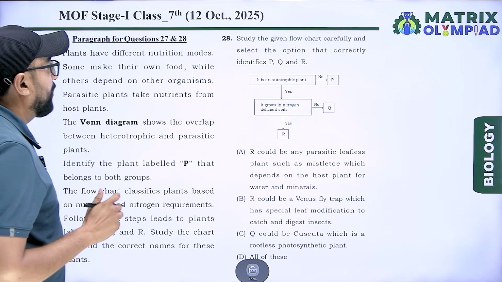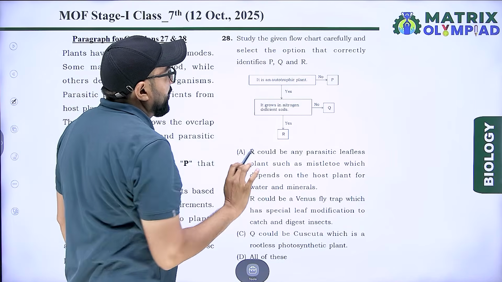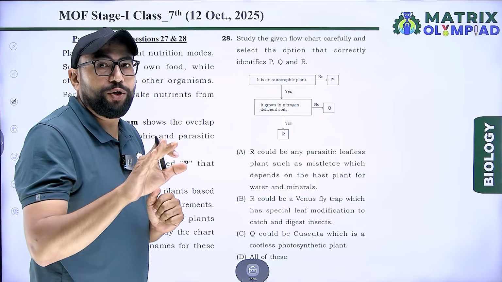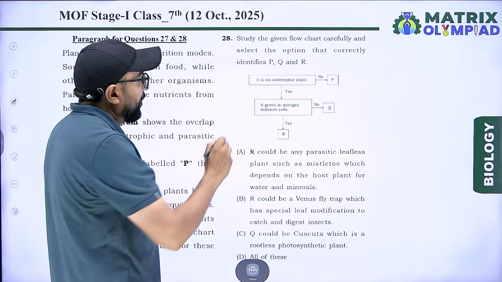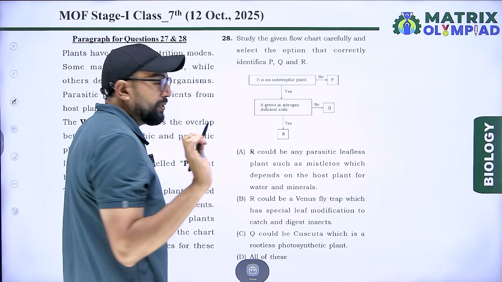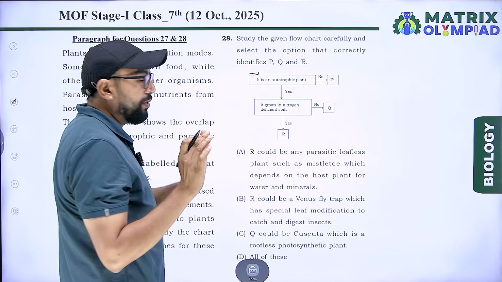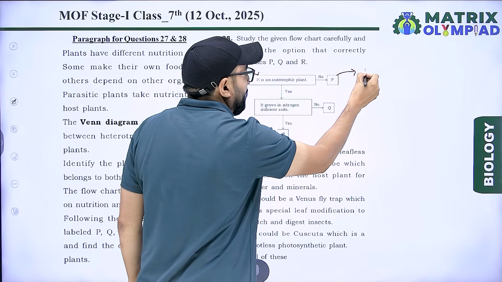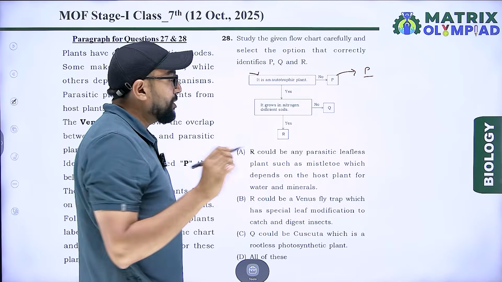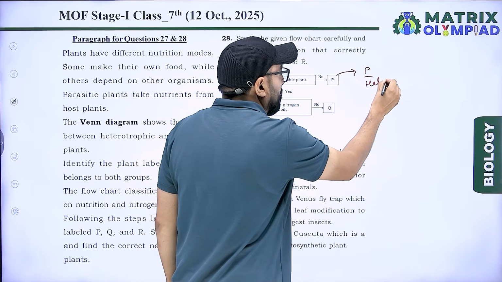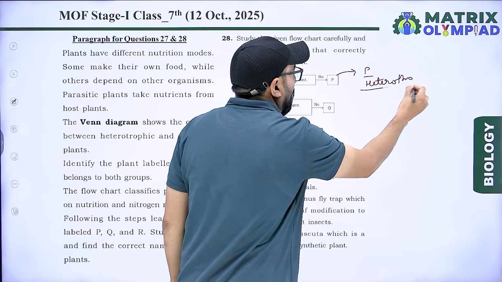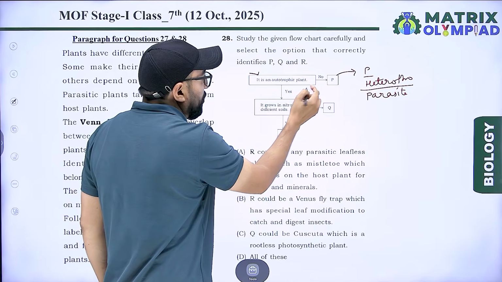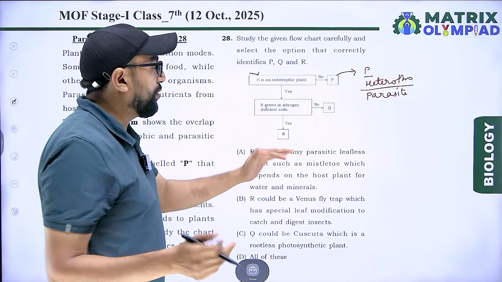Next question. Study the given flow chart carefully and select the option that correctly identifies P, Q and R. Flow chart: is it an autotrophic plant? If no, then it is called P. It means P is a heterotroph or parasite. If not autotroph, then it is called heterotroph and parasite.